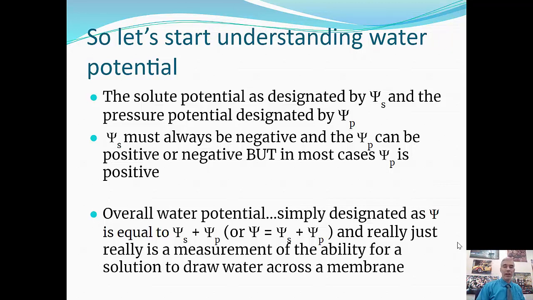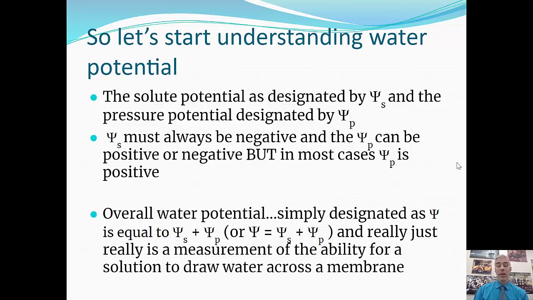Water potential, though, on the other hand, is designated by the solute potential plus the pressure potential. Now, solute potential must always be negative, but pressure potential can be positive or negative, but in most cases pressure is going to be positive because it's going to balance out the solute potential, especially in the case of plant cells. So the only time pressure potential is actually going to be important is in plant cells. Otherwise, it is going to be 0. So animal cells, pressure potential is 0. Plant cells, pressure potential is probably going to be positive. And I'll show you how that works later. So overall water potential is simply designated as solute potential plus pressure potential.